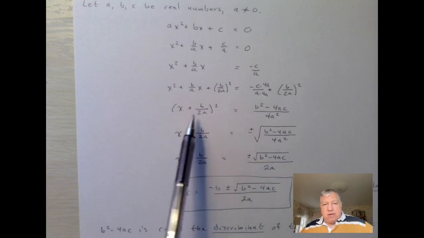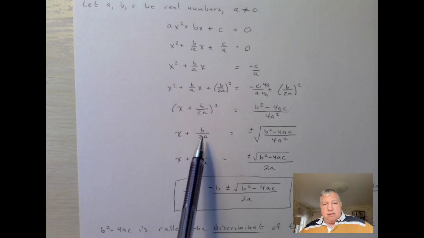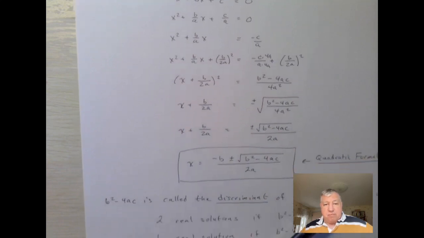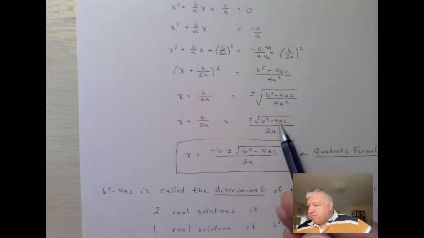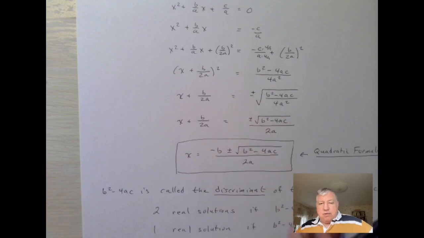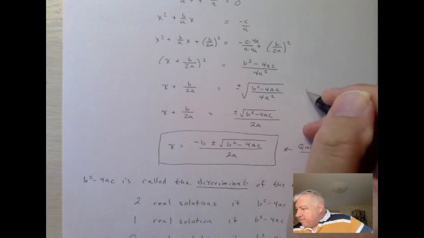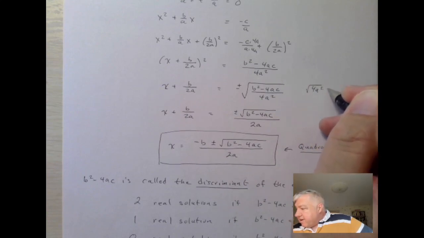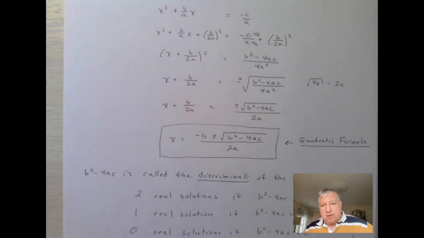And now we can take the square root of both sides, and then this is just b over 2a. We subtract b over 2a from both sides. And actually, we first use the square root property. The square root of this fraction is the square root of the numerator divided by the square root of the denominator. Of course, we know that the square root of 4a squared is 2a. So that's where this 2a comes from.